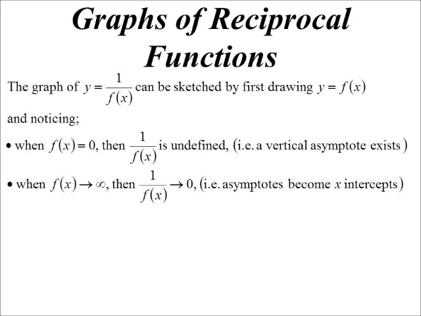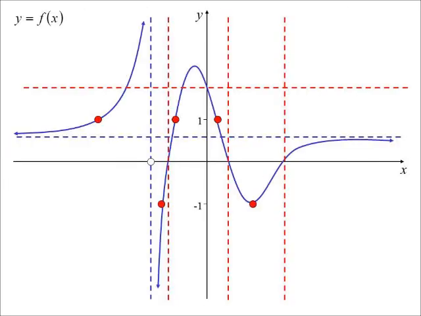If the original graph is going towards infinity, so it's going towards the vertical asymptote, then when I turn it upside down, it should go towards 0. So we will get an x-intercept, sort of. So the original graph, here we go. Up here, it was going towards the infinity. So when I turn it upside down, I'll get an x-intercept, sort of.